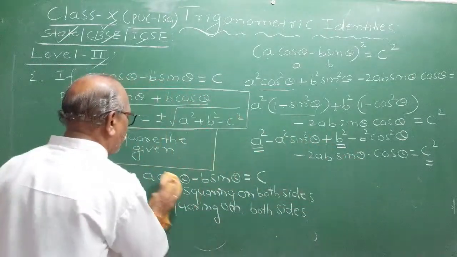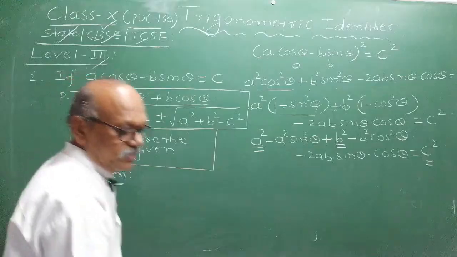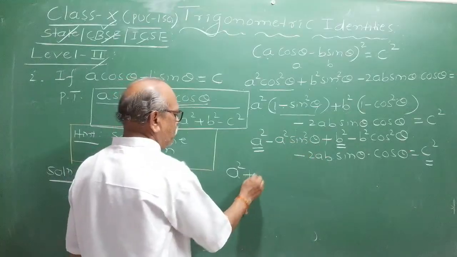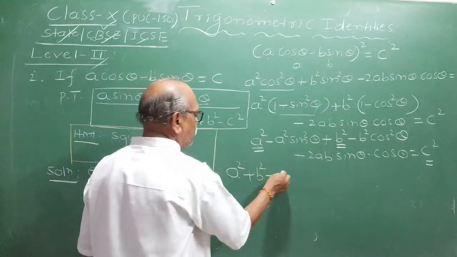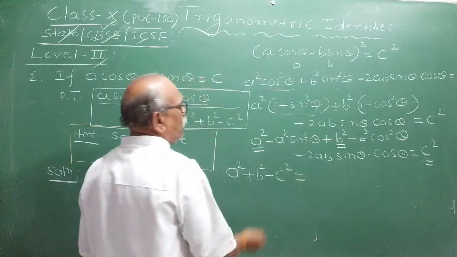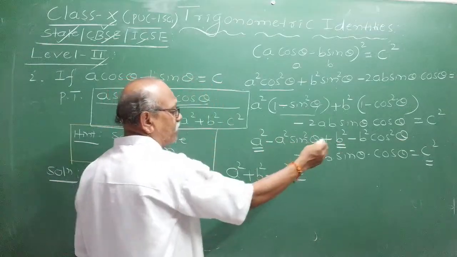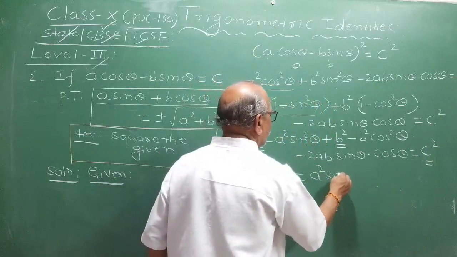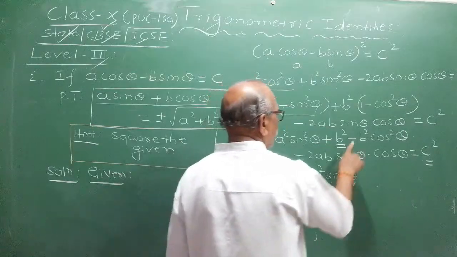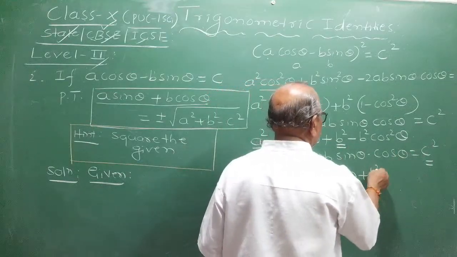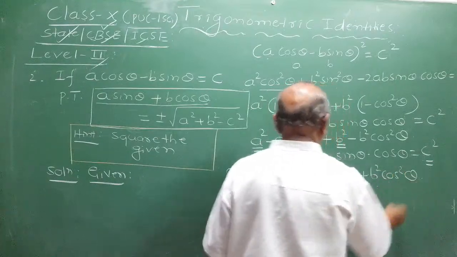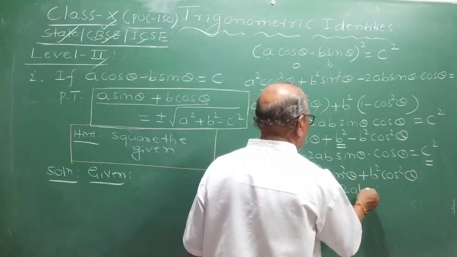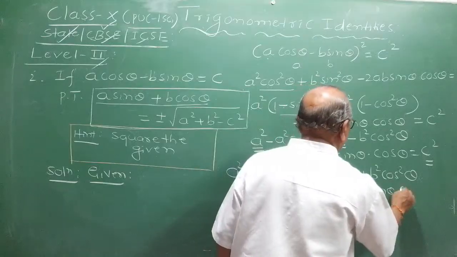I hope you understood squaring on both sides. Now what I do is, I will take a square plus b square, take that c square to the left, becomes minus c square is equal to, I will take this minus a square sin square theta, when crosses the equality sign becomes a plus. Understandable. A square sin square theta. Minus b square cos square theta comes to the right, becomes b square cos square theta. Minus 2ab sin theta into cos theta comes to the right, becomes plus 2ab sin theta into cos theta.